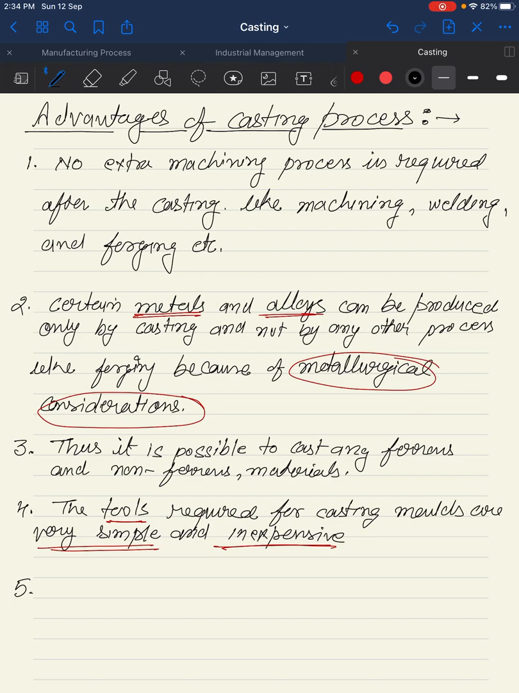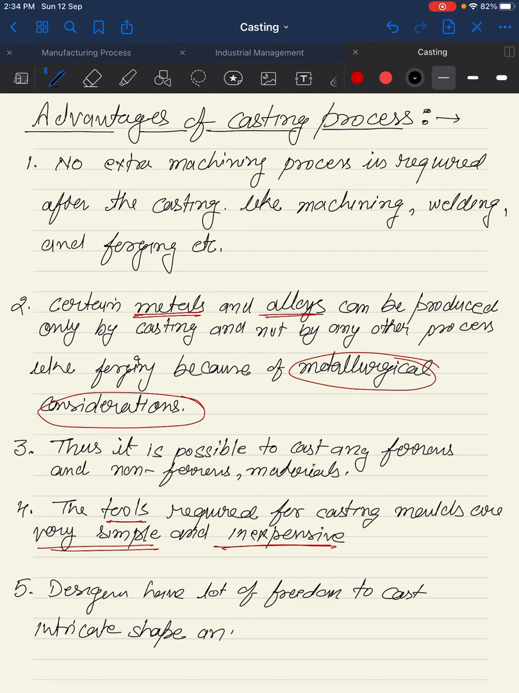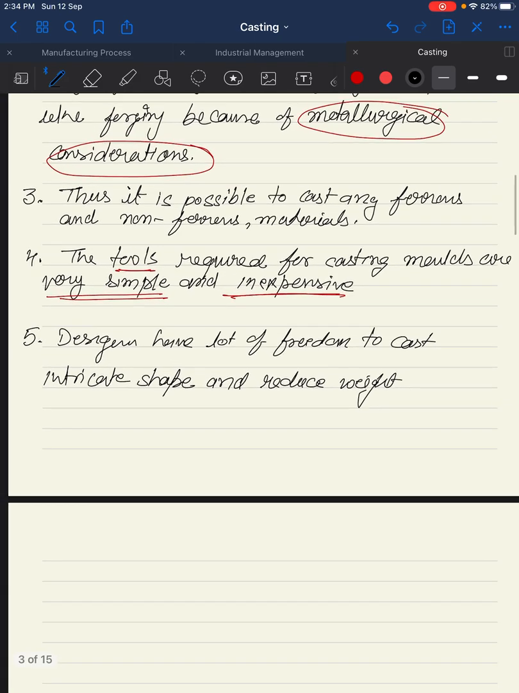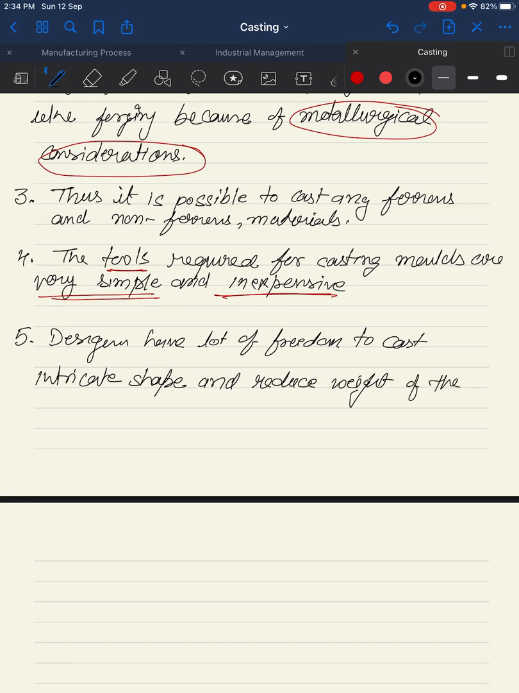Designers have a lot of freedom to cast intricate shapes and reduce the weight of the material used. Clear?